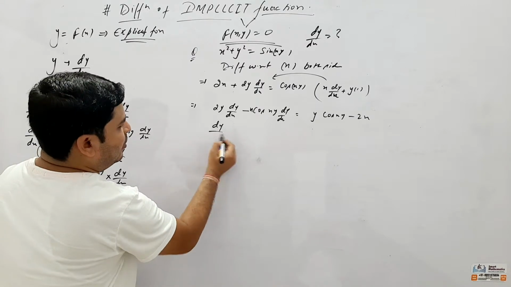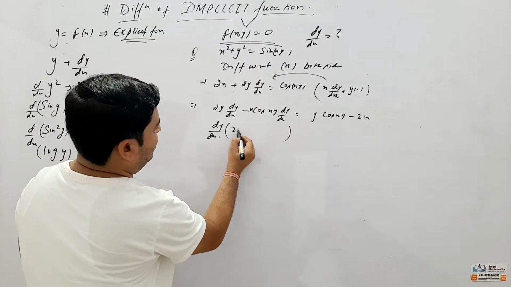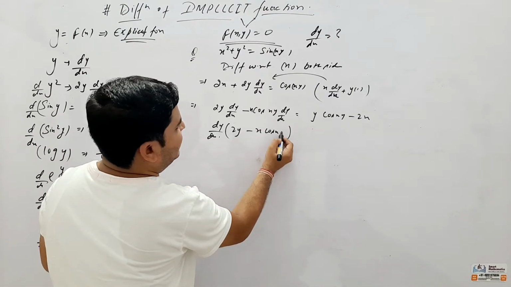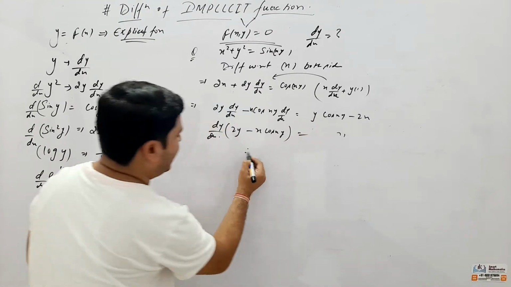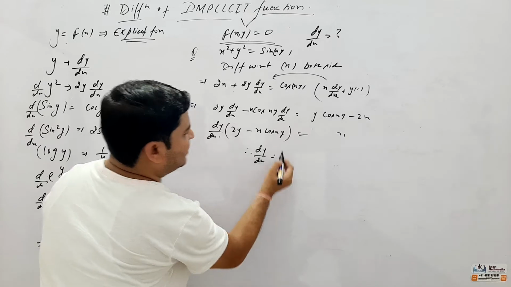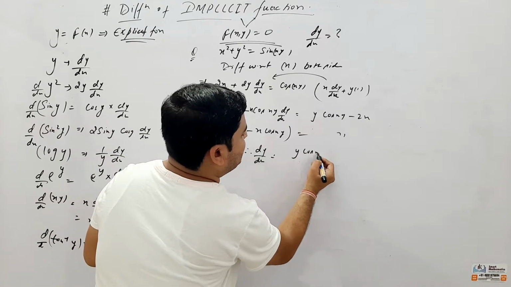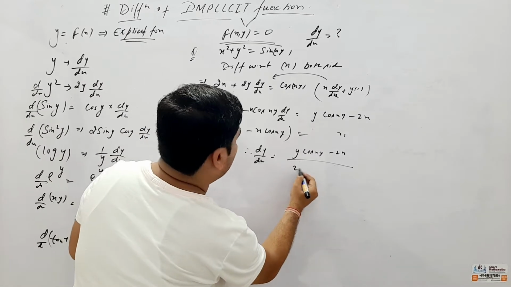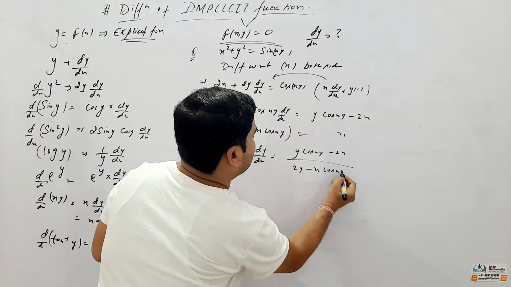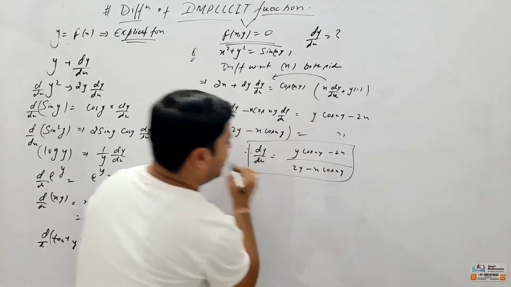If we take common dy by dx, we will get 2y minus x cos xy. See, this will remain the same, and finally you will get the answer dy by dx as y cos xy minus 2x upon, this moves to the denominator, 2y minus x cos xy. This is your final answer.